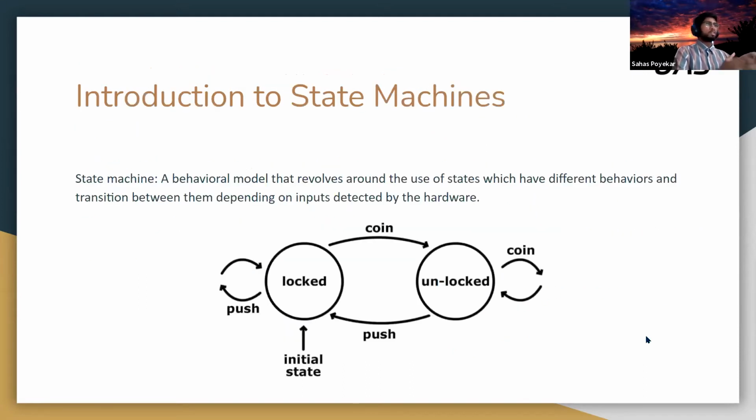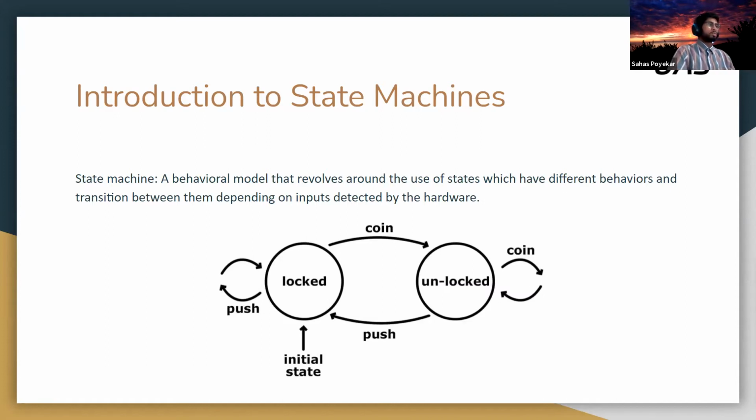So the very first thing that we want to talk about is state machines. State machines are really important for not only Arduino, but lots of embedded system concepts, because state machines are essentially a behavioral model that revolves around the use of states, at which different behaviors are set between each state, and it allows the system to transition from one state to another depending on different inputs that are detected by the hardware.